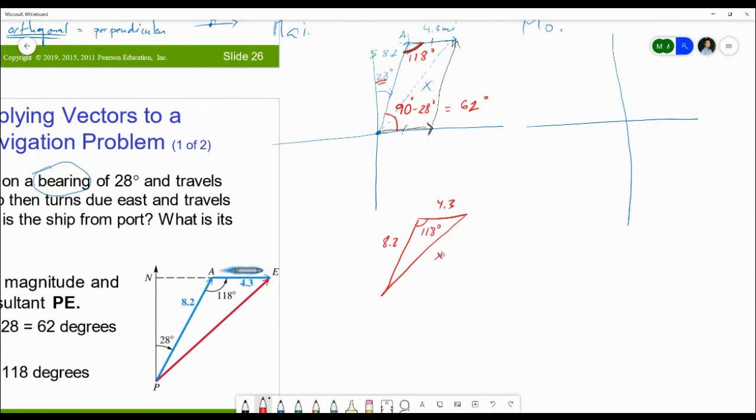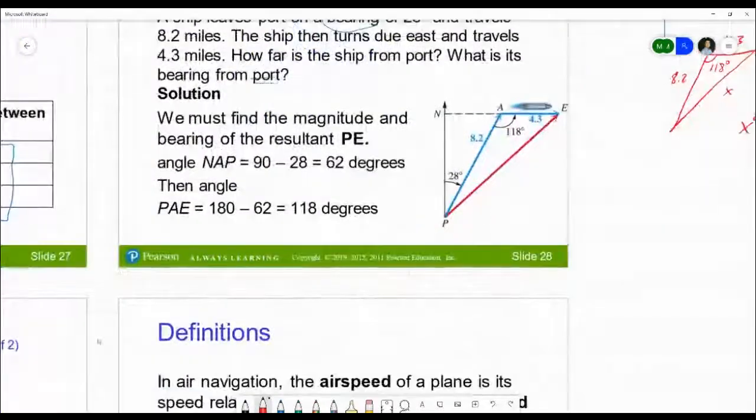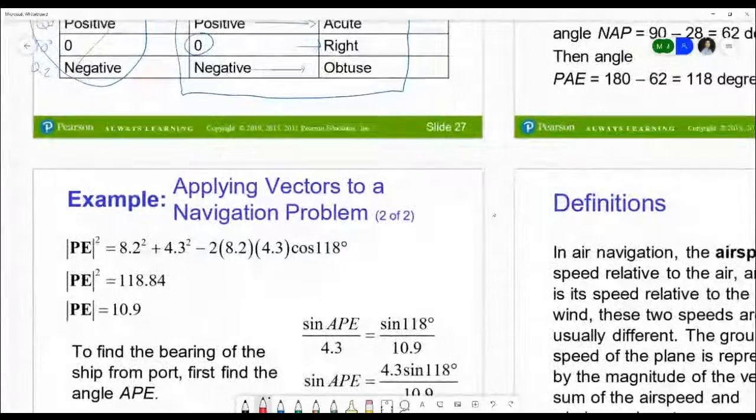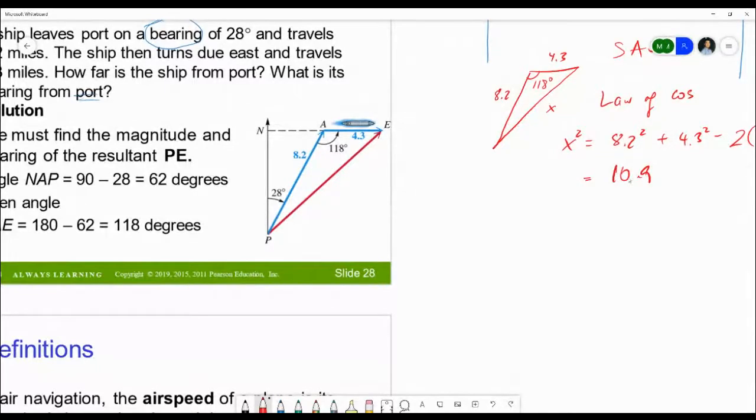We want to find out what x is, and we're going to use the law of cosines. So x squared is equal to the sum of each of the side squares, since we have a side-angle-side triangle: 8.2 squared plus 4.3 squared minus 2 times 8.2 times 4.3 times cosine 118 degrees. Plug all that into your calculator and then take the square root of it. See what you get here. 10.9. And this is in terms of miles? Yes. So my x here is 10.9 miles.